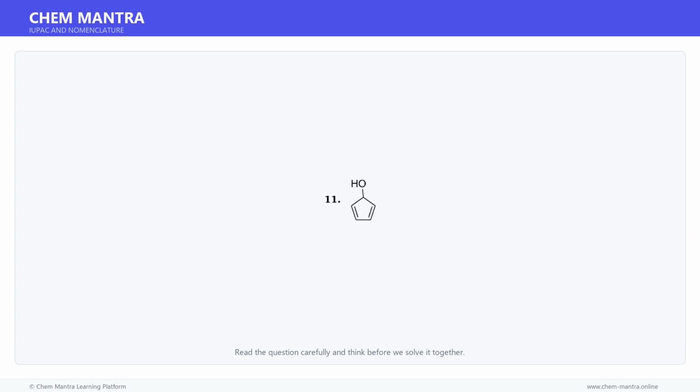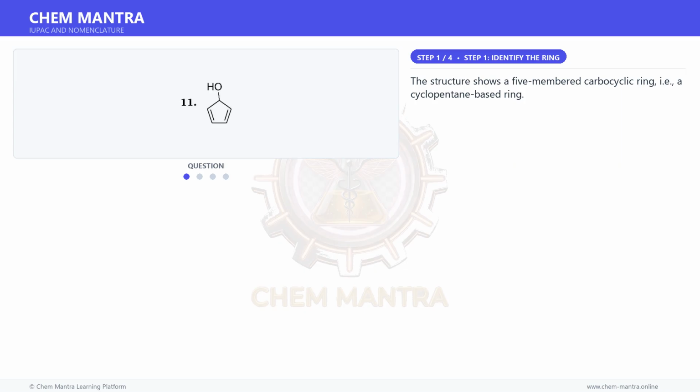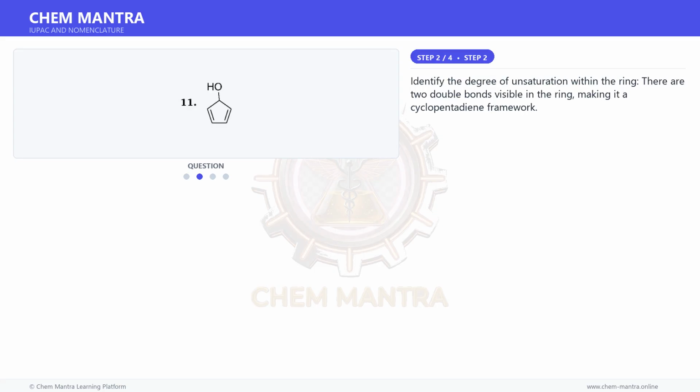Here is a question. Read it carefully and think about the answer. Let us solve it step by step. Let us begin solving this step by step. The structure shows a 5-membered carbocyclic ring, i.e., a cyclopentane-based ring. Moving on to the next step.